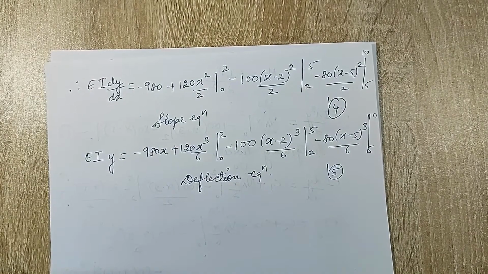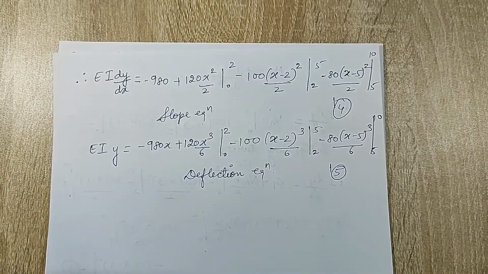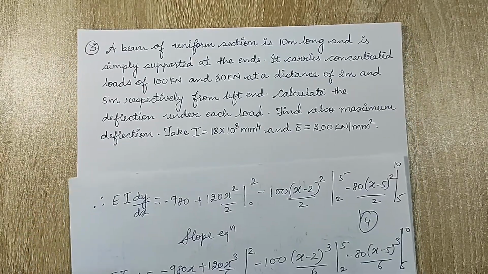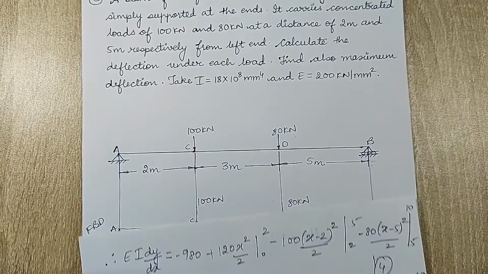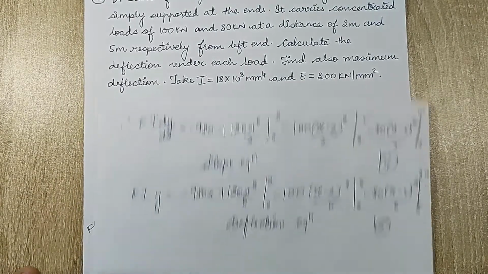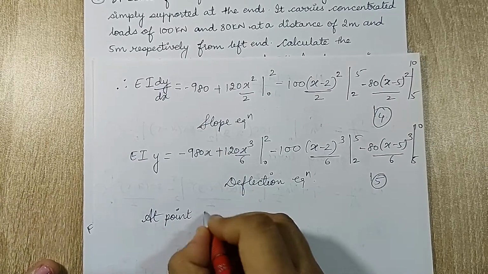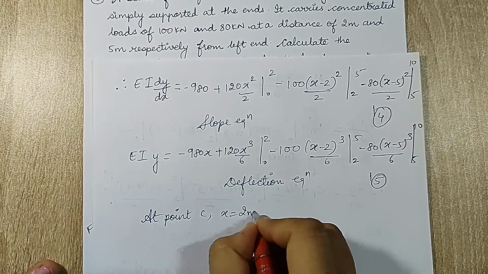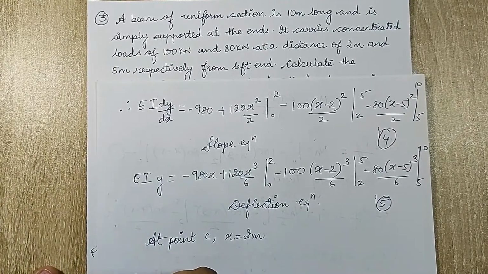Now I am going to calculate the deflection at point C and D as it is asked in the question, and I will be calculating the maximum deflection on the beam. So the first thing that I am going to do is I am going to locate point C. At point C, x is 2 meter. So I'll write down at point C, x is 2 meter. So when I have to calculate the deflection in this equation, I'm going to substitute.